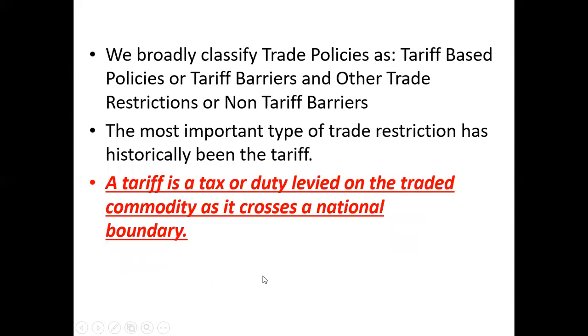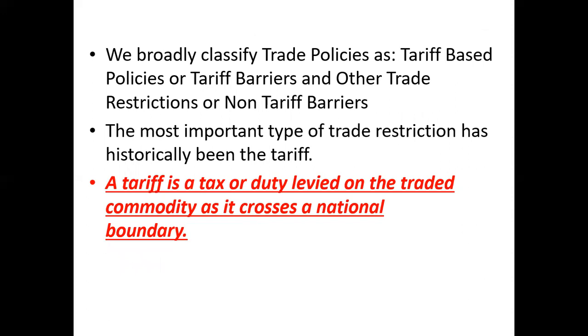Now, we broadly classify trade policies as tariff-based policies or tariff barriers and other trade restrictions or non-tariff barriers. There are two types of trade policies. One is tariff-based policy or tariff barriers. Second, other trade restrictions or non-tariff barriers.